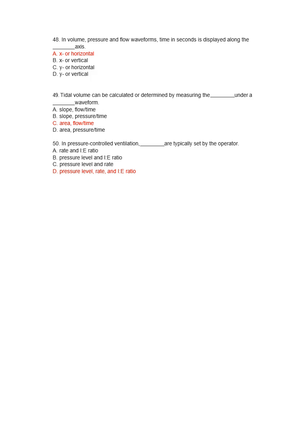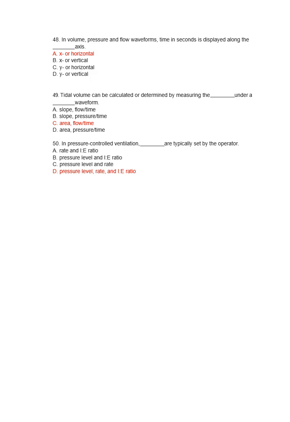The 49th question. Tidal volume can be calculated or determined by measuring the area under a flow-time waveform. The options are slope of a flow-time, slope of a pressure-time, area of a flow-time, or area of a pressure-time waveform. So the answer is the flow-time. In the flow-time waveform, the area under the graph will depict the tidal volume, since it is basically the product of the flow and the time.